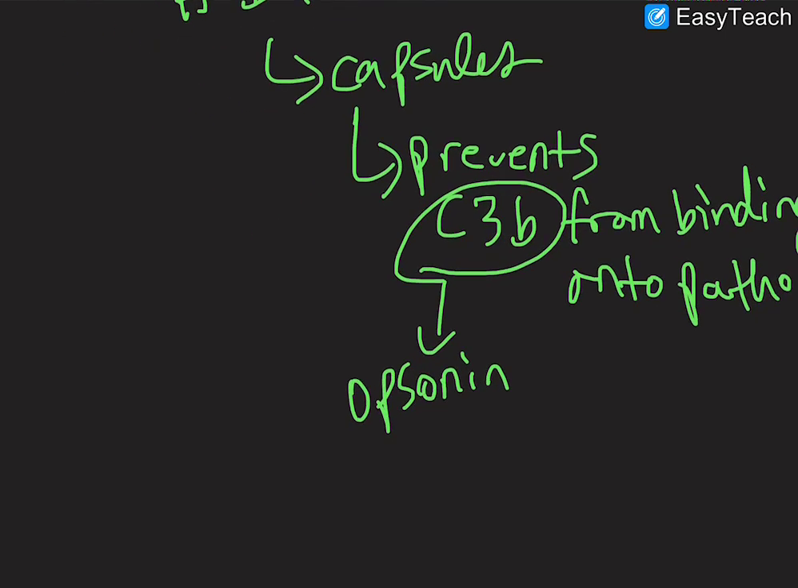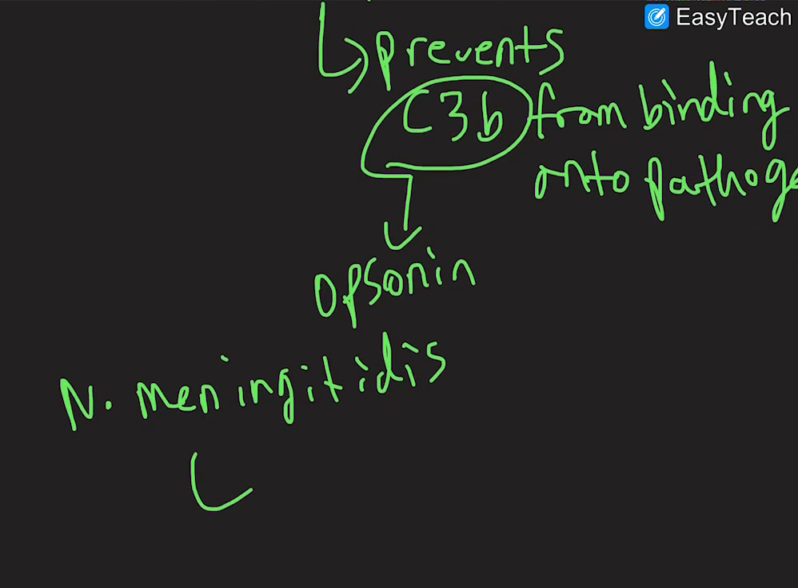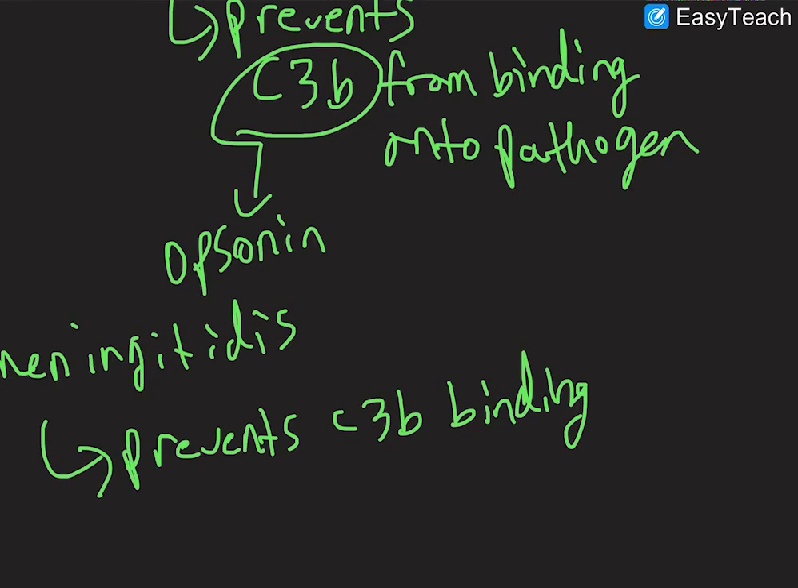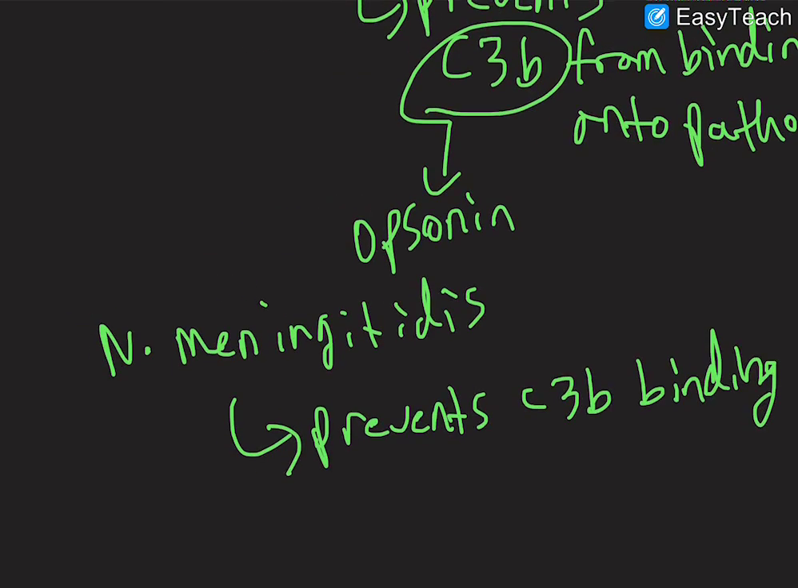Okay. Remember, we were talking about Neisseria meningitidis binding factor H. Well, it turns out this bacteria also has a capsule that can prevent C3b from binding to it. So Neisseria meningitidis has both ways of evading the immune system. It has the capsule and it has the factor H binding protein that we talked about.